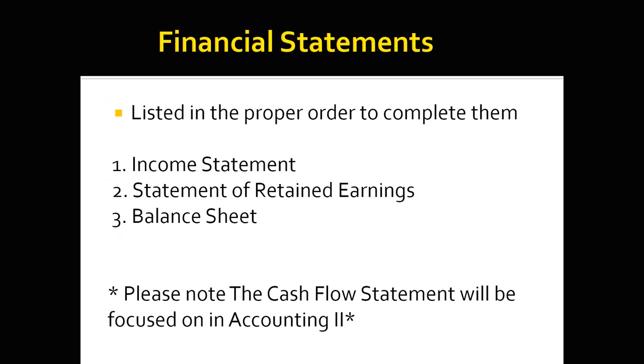Now we're going to go over the financial statements. Please write the proper order to complete them. Okay, so you will always complete your income statement first. That's going to tell you whether you have a profit or loss. I'll go through that in a minute. Second, you will complete your statement of retained earnings. And lastly, you will complete your balance sheet. The balance sheet is always known as the basic accounting equation. So at Worcester State University, we will cover the cash flow statement in your next level of accounting.